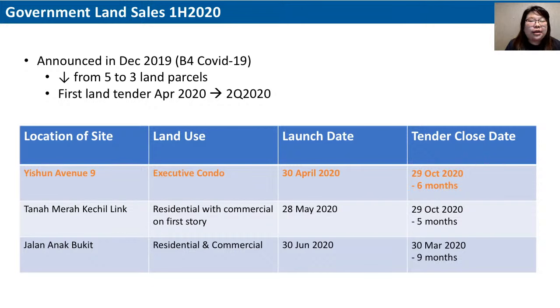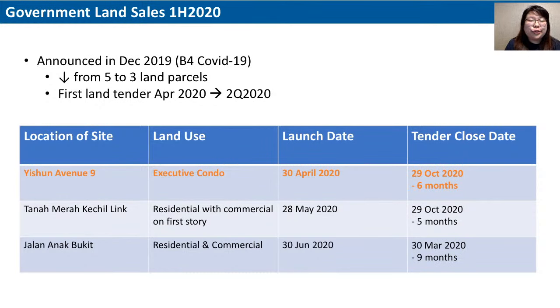Even before COVID came into the picture, they announced in December 2019 that they were going to reduce from 5 to 3 land parcels. So if you refer to 2019, 2018, 2017, most of the time every half is 5 land parcels, 5, 5, 10, maybe plus minus a little bit. But for the year of 2020, we have 3 in the first half, 3 in the second half, total 6 lands in the confirmed list.